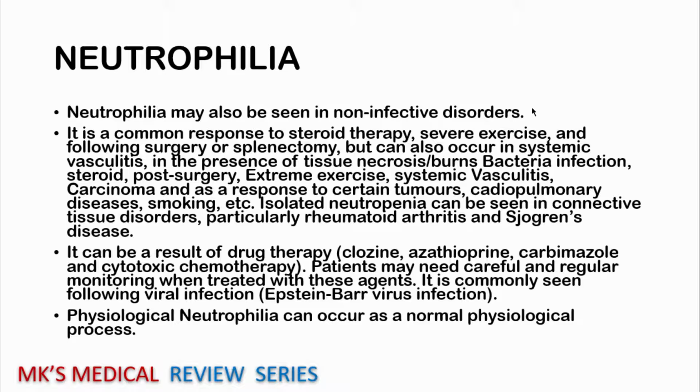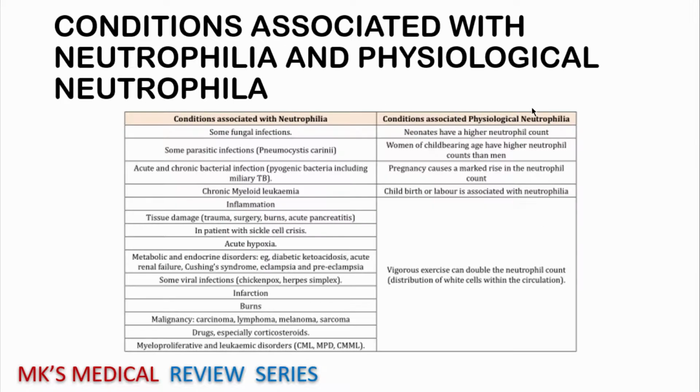Neutrophilia may also be as a result of drug therapy. Some drugs that may cause neutrophilia include clozapine, azathioprine, carbimazole, and cytotoxic chemotherapy drugs. And patients actually need to be carefully and regularly monitored when they are treated with these agents, and it is commonly seen following viral infections with EBV virus. And you may also have physiological neutrophilia that occurs as a normal physiological process.